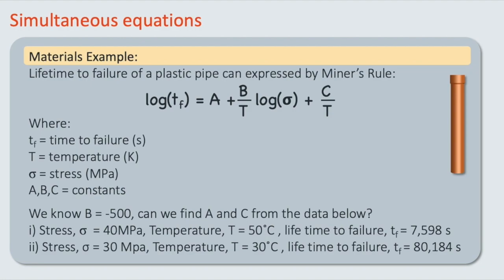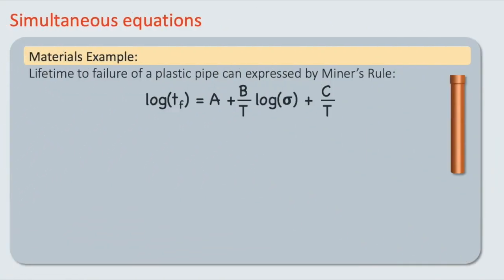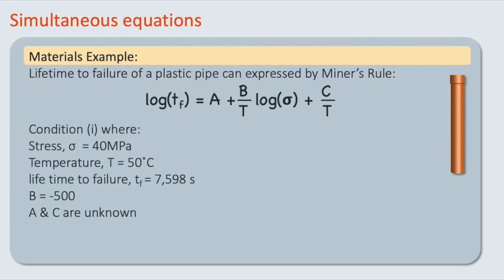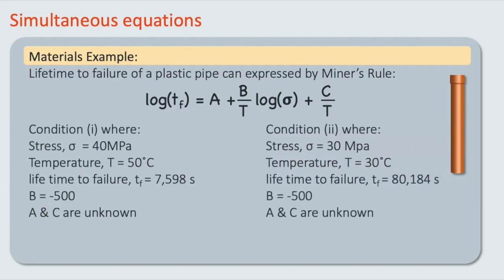Let's do this. First step is to make sure the information we've been given is in the correct units. You may have noticed that the temperature provided is in degrees Celsius. We need to convert it to kelvins. This is done by adding 273 to the temperature in Celsius. And we get 323 Kelvin for condition 1 and 303 Kelvin for operational condition 2.